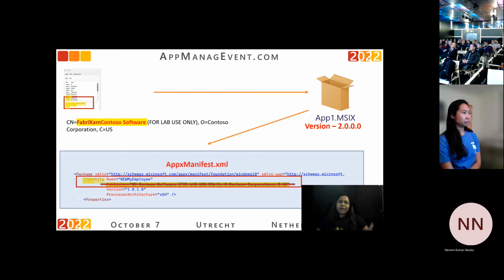Now let's say Fabricam acquired Contoso. So eventually they changed the name of the company and the certificate subject to Fabricam Contoso. Now, if you use this new certificate to sign the next version of your application, that application would be considered a different application altogether because it has a different identity. So this is how changing the publisher or certificate can break the update cycle of your application.